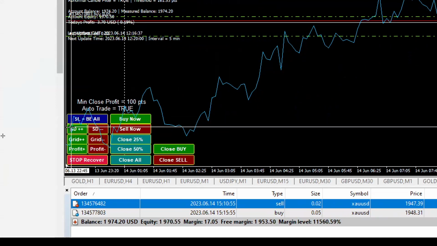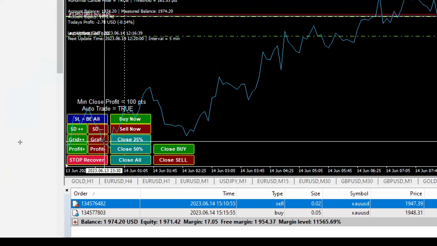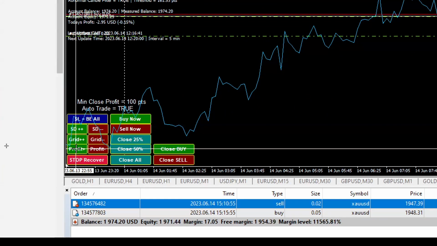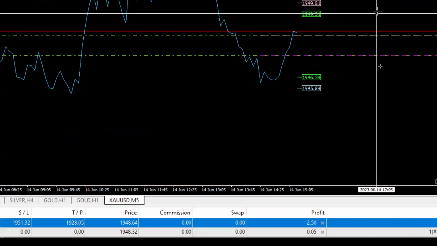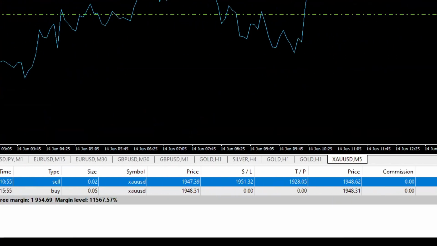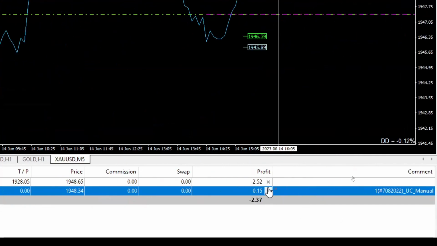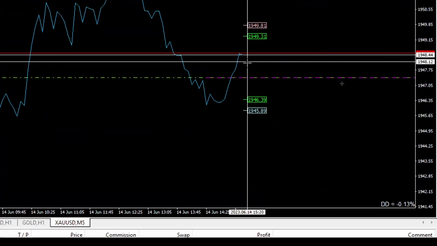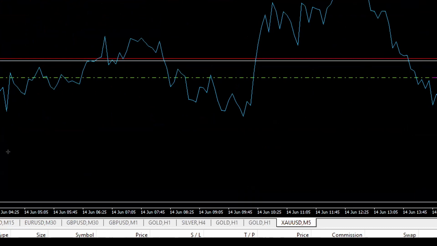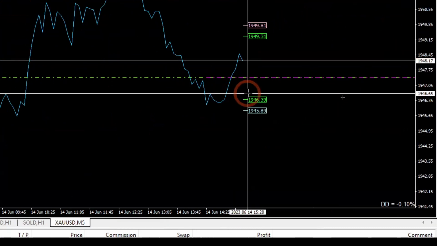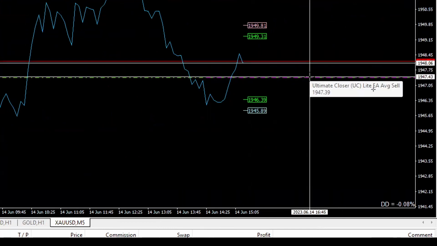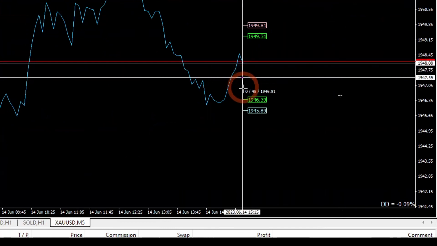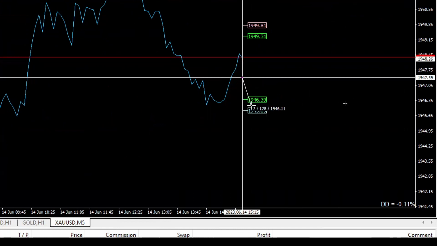And the next thing is about grid plus plus and profit minus minus. We talk about this first. By default, let me close the buy trade first, to avoid confusion. What you can see over here is your sell trade. You can see there's a purple line. This is your average sell price. From here, you can come down around here. You see this green line.